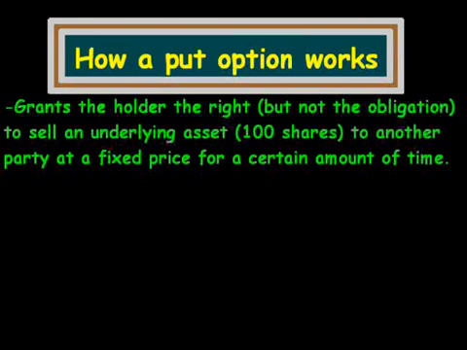Now essentially a put option grants the holder the right but not the obligation to sell an underlying asset, which is typically 100 shares of a stock, and we can sell that asset to another party at a fixed price for a certain amount of time.